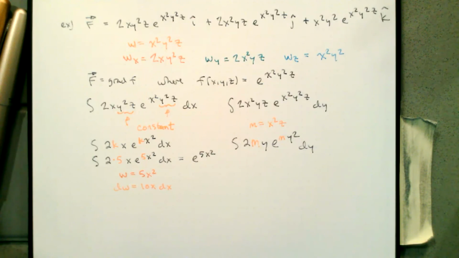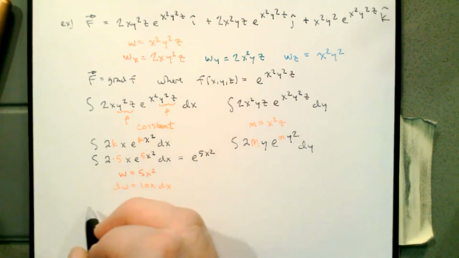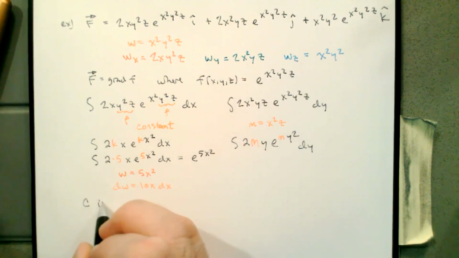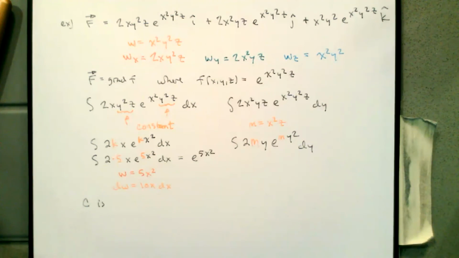So we've noticed that this vector field f is path independent because it's the gradient of some potential function, specifically e to the x squared y squared z. So let's suppose that we wanted to calculate the line integral and see, yeah, I'm just actually going to use this one. It's funny that way. If I can find it again.